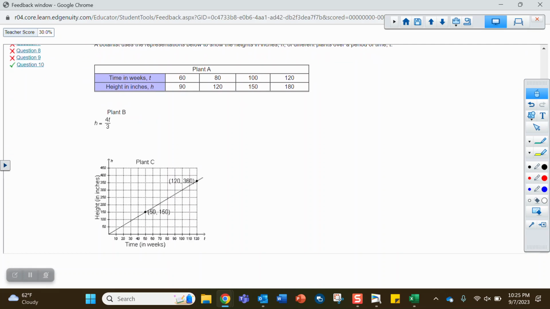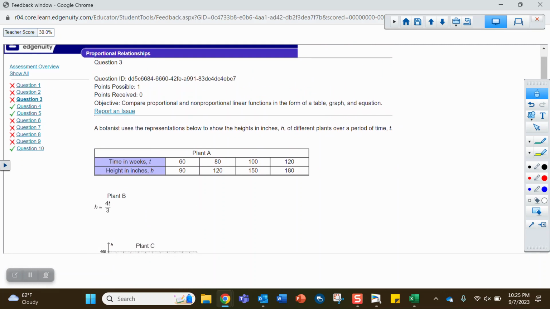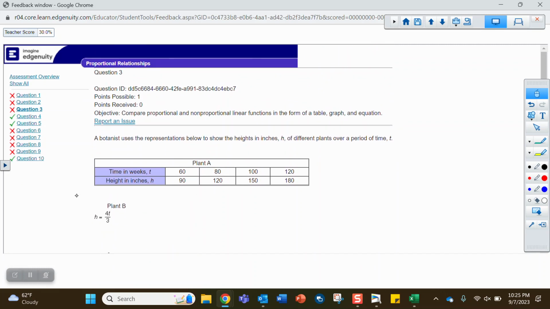So this is just proportional relationships, they can be shown on a graph, they can be shown in a table, they can be shown in an equation. So that's what a problem like this is trying to get you to understand, is how to pick pieces out from each of those.